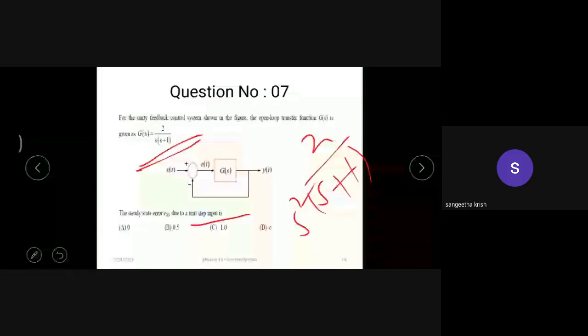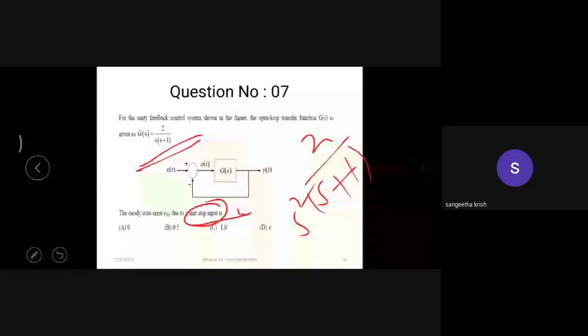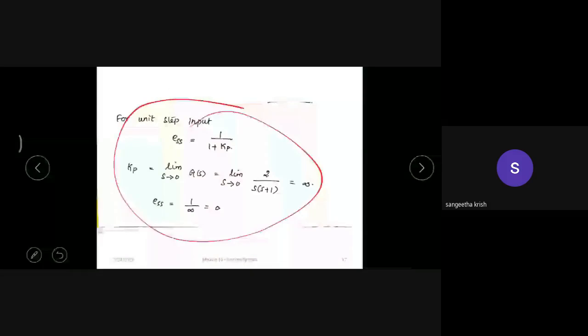Even without solving this, I can say, whenever type 1 is given and unit step is given, then Kp should be infinity, ess should be 0. Maybe instead of unit step, if unit ramp is mentioned, then your solution is different. 1 by Kv, that is a different case. So whenever they give type 1 and unit step, Kp is infinity and ess should be 0.